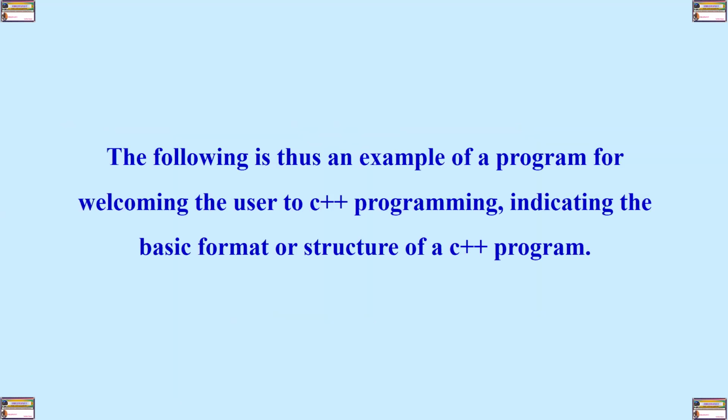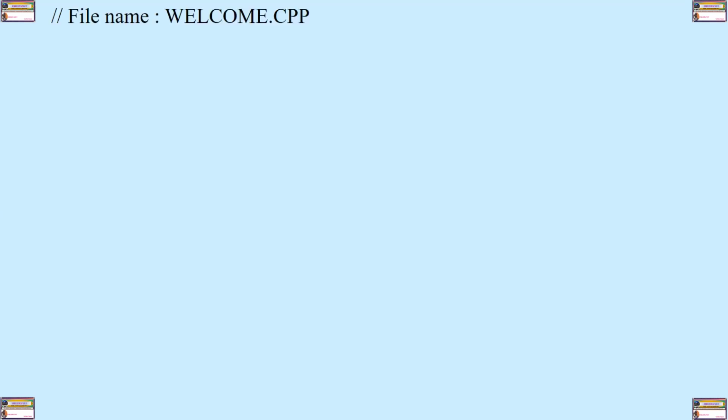So the following is an example of a program for welcoming the user to C++ programming, and it indicates the basic format or structure of a C++ program. My dear students and the rest of the learners, you can copy this program just as it is. You can type it just as it is in your C++ program, and then you execute it following the procedures that I explained in part 1 of this series. So let's go through each of these lines and see what they mean.